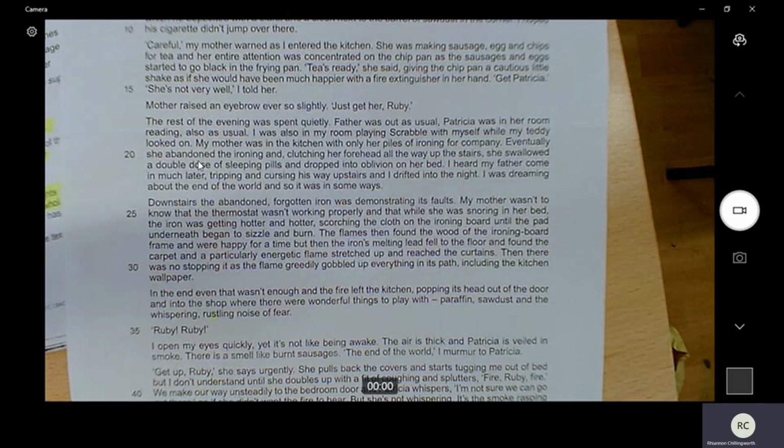So once you've completed question 5, please submit it to your class teacher. We will mark it for you, give you some feedback and give you a grade for that paper.